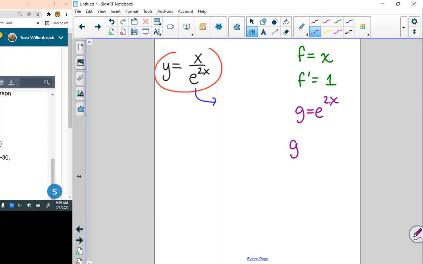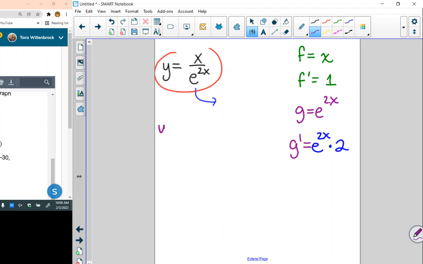And so g prime, what we learned in this unit, when I take the derivative of an e function, I get the exact same e function back. E to the 2x's derivative is e to the 2x, but chain it up. Chain of the derivative of what's in the exponent, so the 2x's derivative is 2.